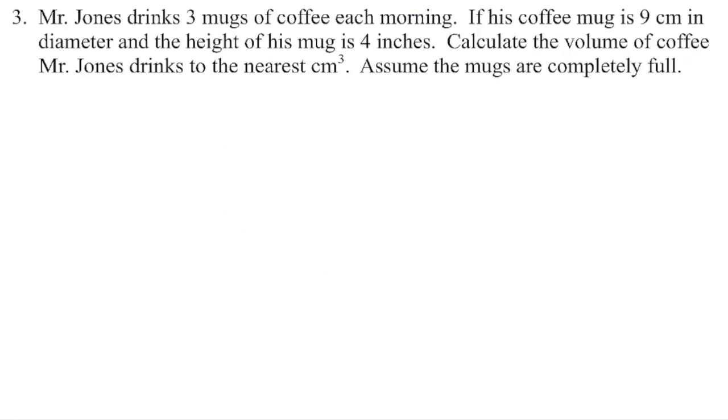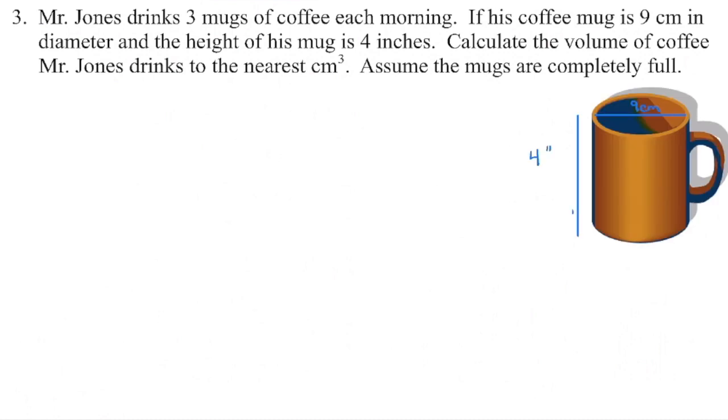And in our final example, we have a coffee mug, and we're trying to calculate the volume of coffee if the mug is completely full. So the first thing we're going to do is draw a sketch and label any information we're given. So they tell us the diameter. We're also told the height of that mug. So we can see that it's a cylinder. We also ultimately need to have our answer to the nearest cubic centimeter.